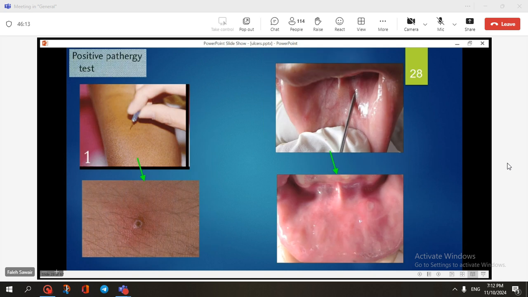And also they are positive to what's called the pathergy test. If they do a needle stick to the skin or in the oral cavity with a sharp object, after a while an ulcer will develop. So this is called a positive pathergy test. It is positive in patients with Behçet disease. Or in the skin, it will cause, as you can see here, an ulcer in the skin.